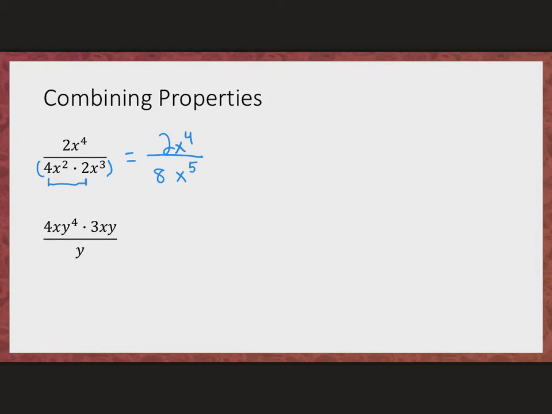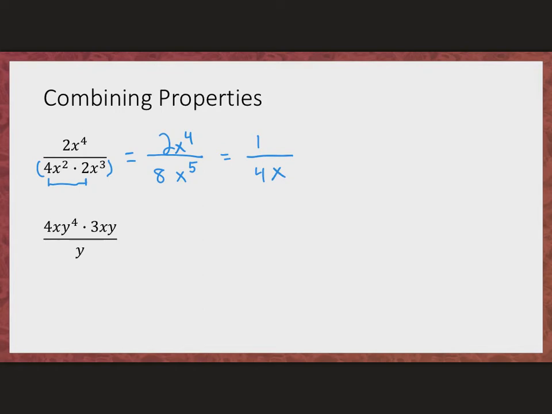Now we can use the quotient of powers in order to simplify this. We have 2 over 8, which will reduce to 1 over 4. And then there's 4 x's on top and 5 x's on the bottom. So if we subtract 4 minus 5, we end up with negative 1. Well, that doesn't seem like it makes much sense, but what that really means is we're going to have 1 extra x in the denominator. So our solution will have 1 extra x in the denominator.